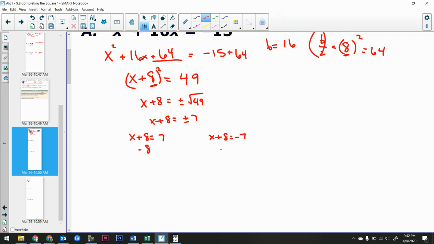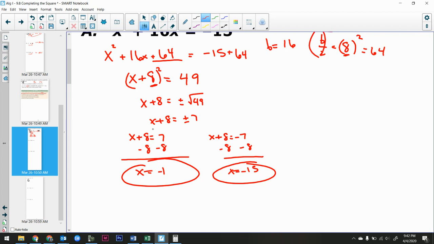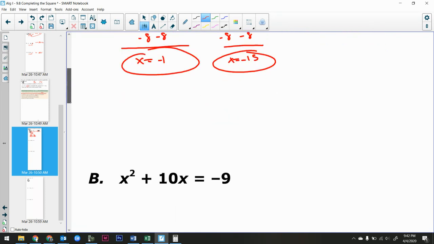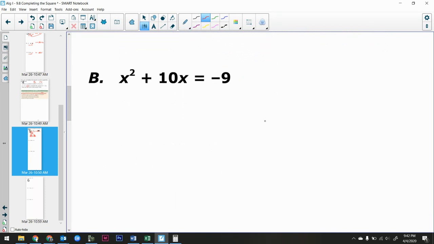I subtract 8 from both sides, all parts. This gives me x equals negative 1. This one gives me x equals negative 15. So my solutions here were negative 1 and negative 15. Okay, that is called completing the square. So from here on out, all we're doing is just examples. I suggest you try to pause, try the problem, and then play when ready.